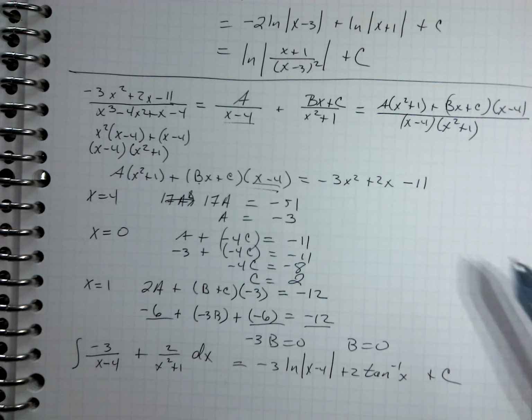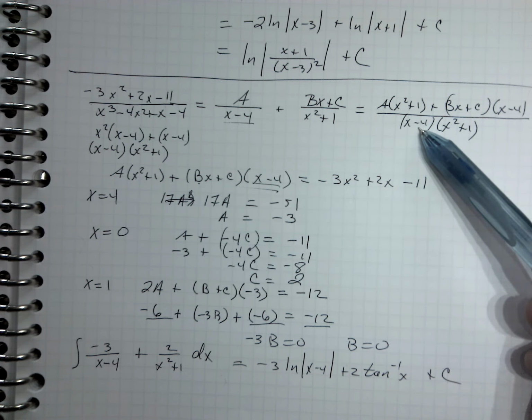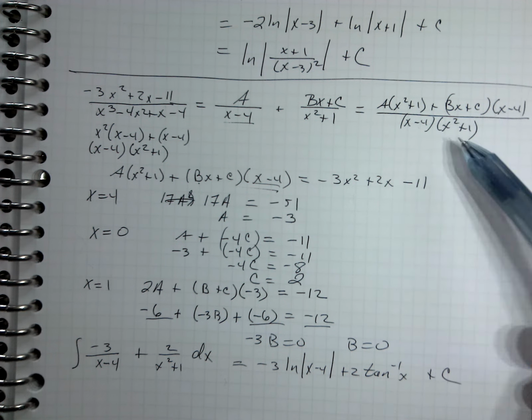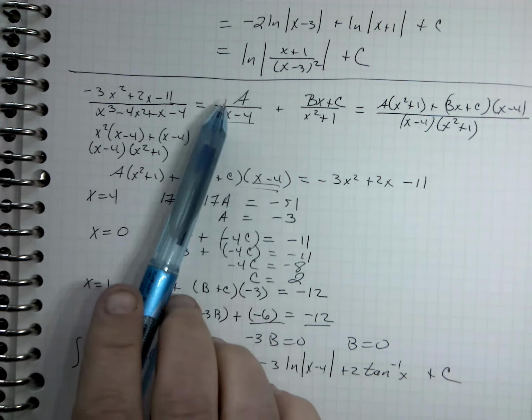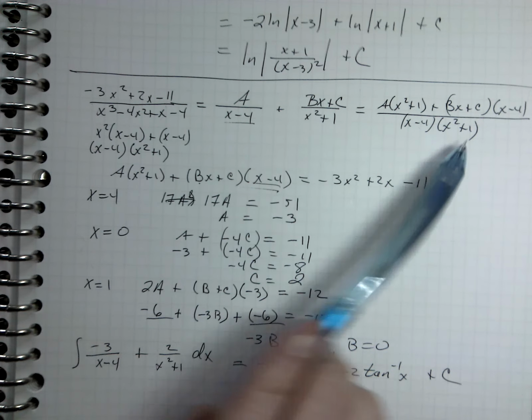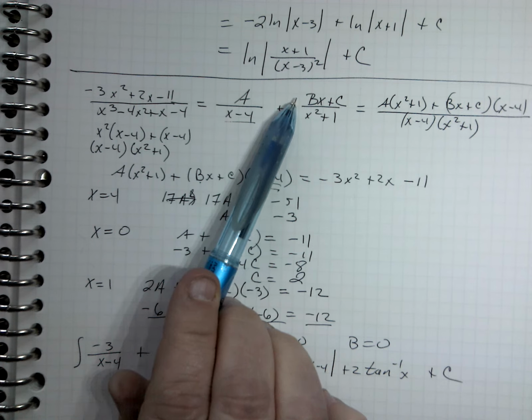So you will either have factors that are linear or that are quadratic irreducibles. When they're linear, on top you put a constant. If they're quadratics, you put something linear on top, bx plus c.